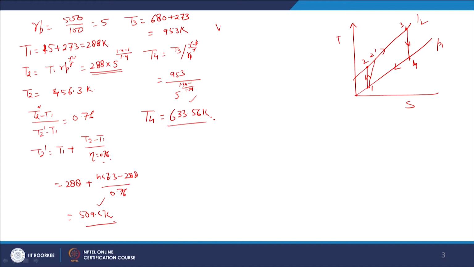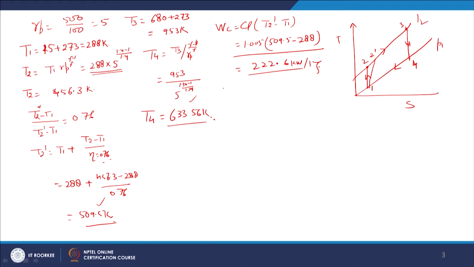Now, the work of the compressor for 1 kg of air, we are considering only 1 kg of air, is Cp times (T2 dash minus T1). Cp is 1.005 for air, T2 dash is 509.5 and T1 is 288. This is the work of the compressor, and it is 222.6 kilojoules per kg.